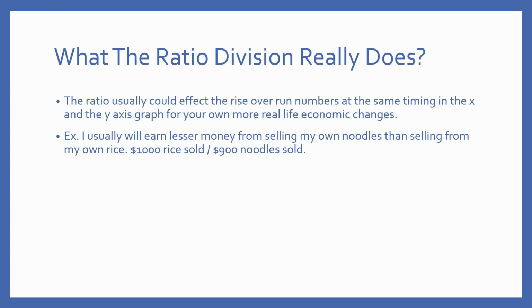What does the ratio division really do? The ratio usually could affect the rise over run numbers at the same time in the x and y-axis graph for your own more realistic real-life economic changes. For example, I usually earn less money selling my own noodles than selling my own rice.